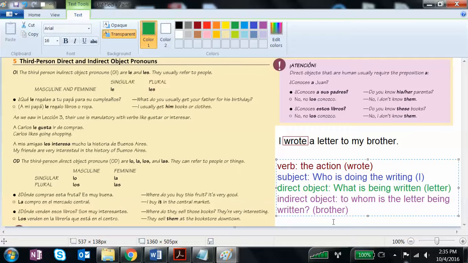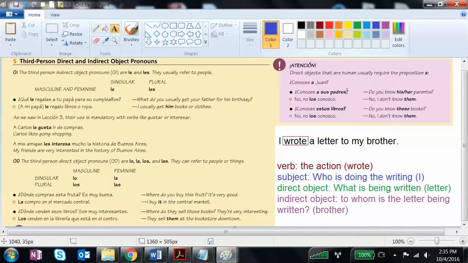So the verb is the action. The subject is who's doing the action of the verb. The direct object is being directly acted upon by that action. It's what is actually being written. And then the indirect is not what's being written, and it's not who's doing the writing, but it is someone who's indirectly benefiting or being impacted by that action. So in this case, my subject is I, the letter is my direct object, and my brother is the indirect object.